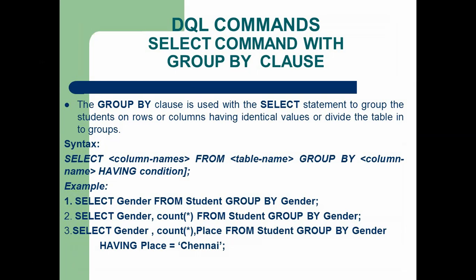Now the next class called group by class. So this is the third class. The first class is where class, the second class is order class. Now we are going to discuss the group class. Group class is used with the select statement to group the students on rows or columns having identical values, or divide the table into groups. So this command is used to group the data of a table based upon a single field. In this example you can see select gender from student, group by gender. So all the genders are grouped and the number of students are displayed here.